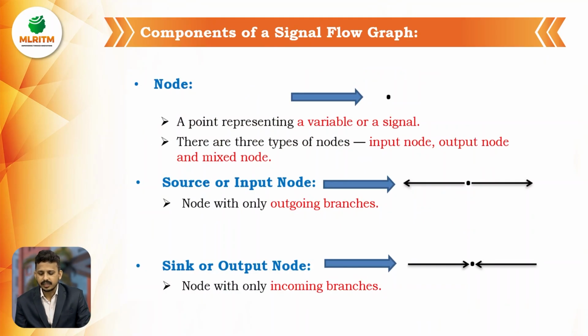So the basic components of a signal flow graph are nodes. A node is defined as a point representing a variable or a signal. There are three types of nodes: input node, output node, and mixed node. Source node or input node: a node with only outgoing branches is called a source node or input node. Sink node or output node: the node with only incoming branches.